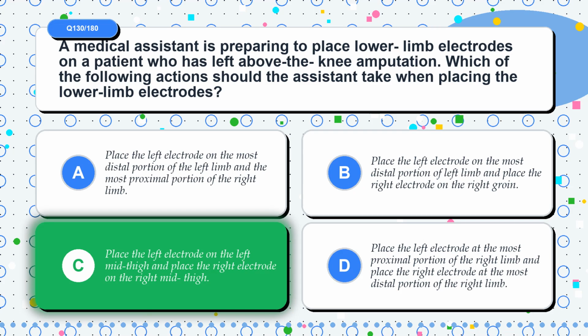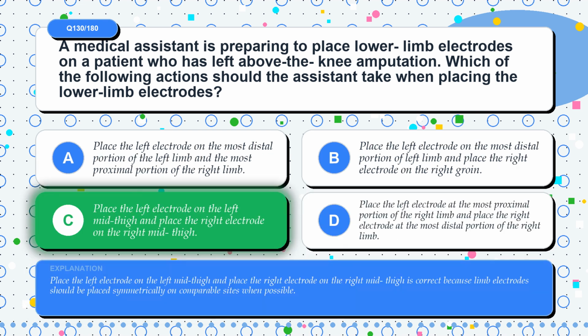The correct answer is option C. Place the left electrode on the left mid-thigh and place the right electrode on the right mid-thigh. This is correct because limb electrodes should be placed symmetrically on comparable sites when possible.